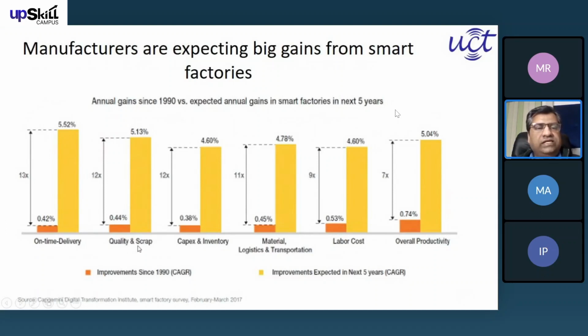Similarly, for quality and scrap, there would be a 12% increment. Capex and inventory, 12% increment. Material, logistics and transportation would have an 11% increment. Labor cost will have a 9% increment, and overall productivity would be 7 times increased compared to the 1990s. So this is the way smart factories are gaining annually from the 1990s after adopting digital transformation, or the smart processes that we define.